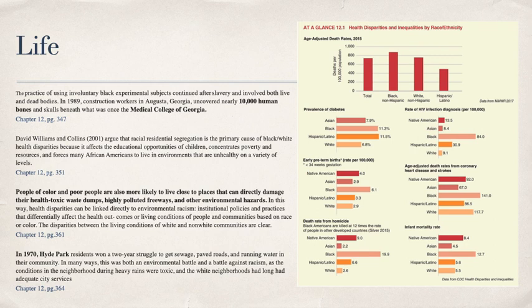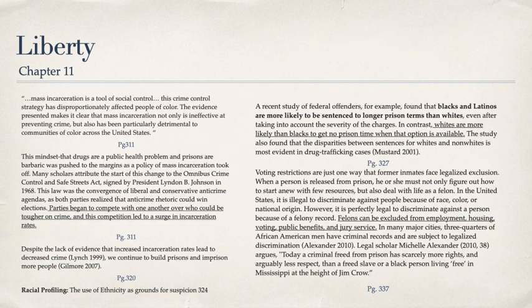People of color and poor people are likely to live in places that can directly damage their health. Toxic waste dumps, highly polluted freeways, and other environmental hazards. It was evident in 1970 at Hyde Park, which is a community of non-whites living in terrible sewage conditions, and nothing was done by the government. They were almost neglected, left to fend on their own. Look at these charts. As you notice, whites are always at the bottom of the list in prevalence of diabetes, early preterm births, death from homicide, and it's not a coincidence.